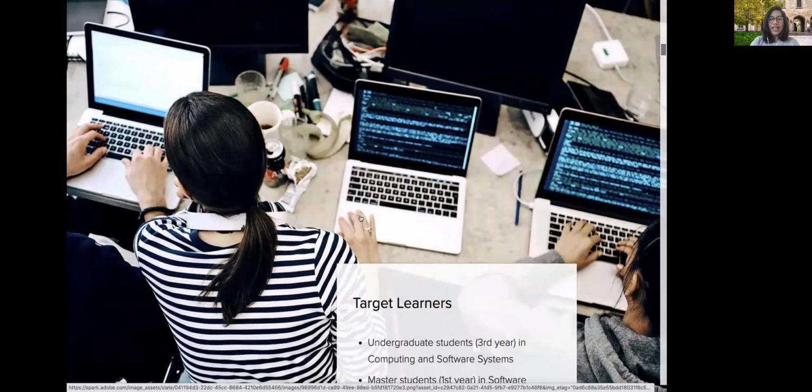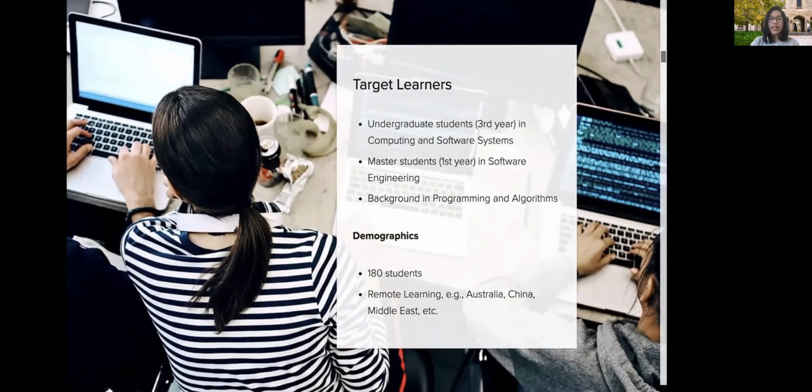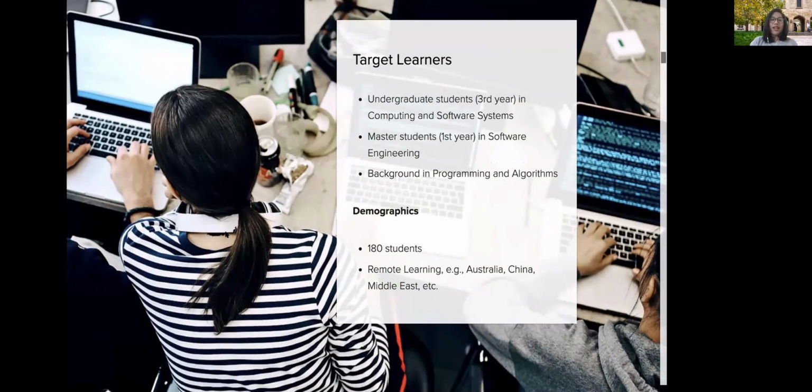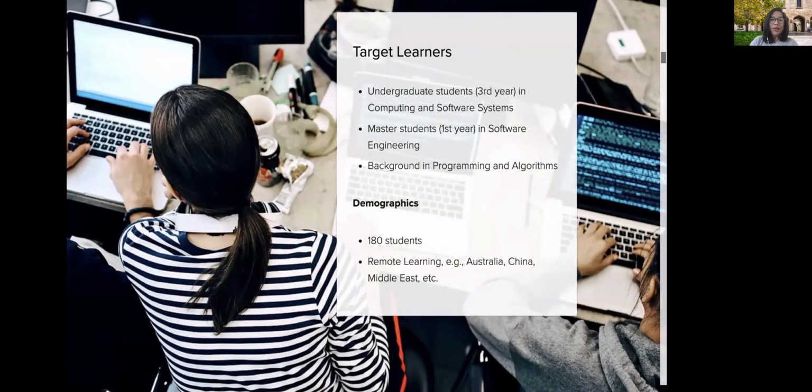So the target learners for this subject are the undergrad students, final year in computing and software systems. And this subject is also offered to master's students in their first year in software engineering. The students should have a background in programming and algorithms. About demographics, in this semester there are about 180 students, and it is remote learning, so the students can be in Australia, China, the Middle East, all around the world. So it's completely online, as you will be aware.